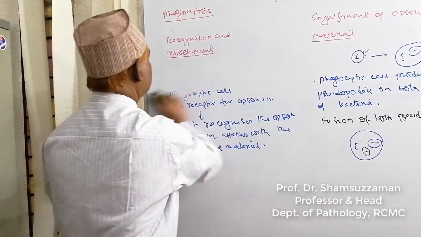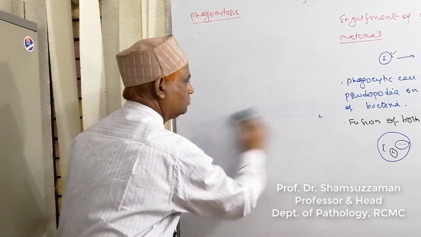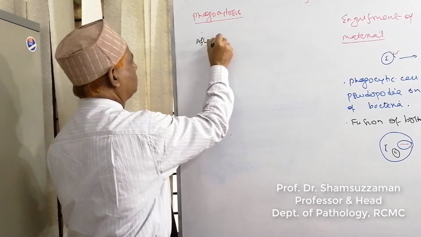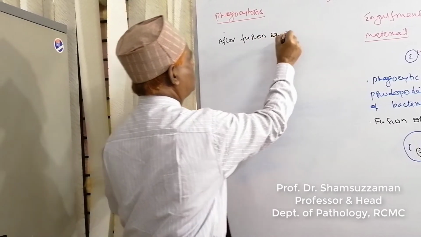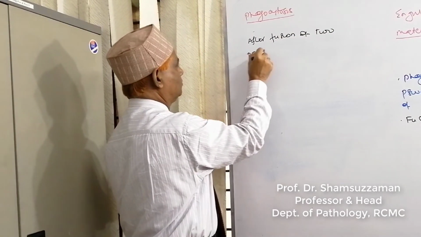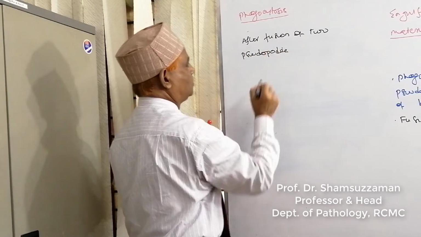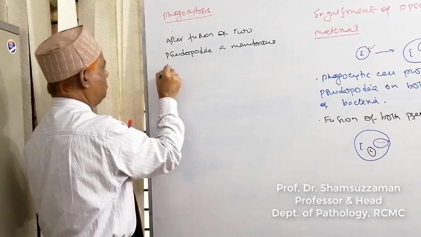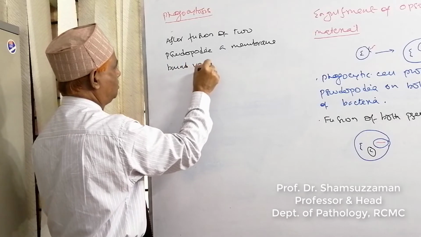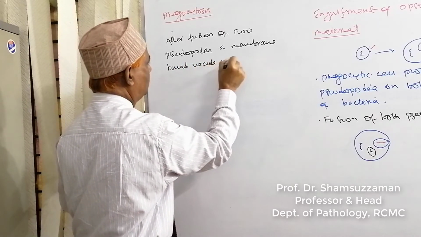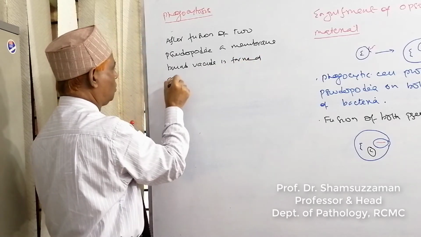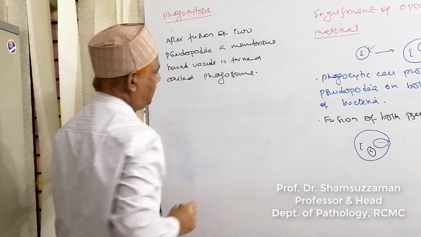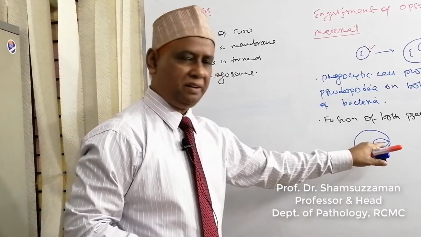So, after fusion of two pseudopodia, a membrane-bound vacuole is formed called phagosome, and this vacuole contains the bacteria.